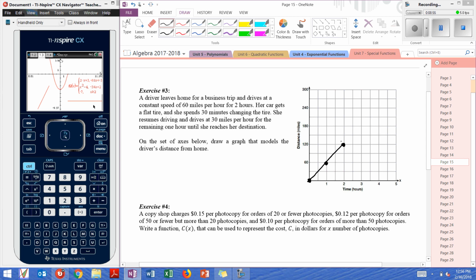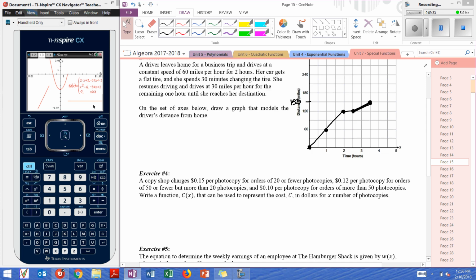Oh no, her car gets a flat tire and she spends 30 minutes, so her distance doesn't change because she's changing the tire. But then she resumes driving and drives at 30 miles per hour for the remaining 1 hour. So from 2.5 hours to 3.5 hours, she's only traveling 30 miles per hour. That's why I'm only going up 30 more miles, to 150. And it looks like we're done. Sorry that this graph is a little bit thicker. I drew my line a little weird and it was bugging me, and now it looks worse, so I don't know what to say about that.